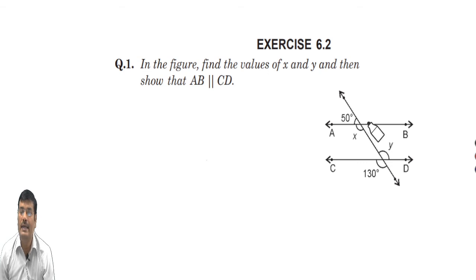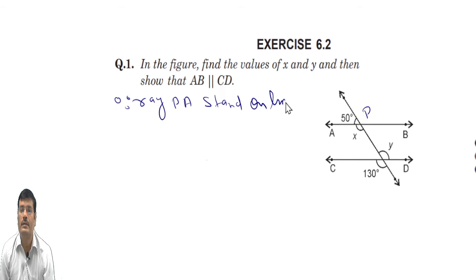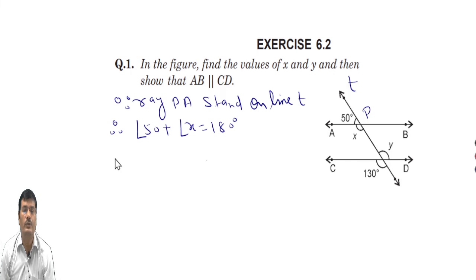Suppose that we give it a name, it is P. Since ray PA stands on this line, let us suppose that it is T. So therefore angle 50 degree plus angle x is equal to 180 degree. We know that it is a linear pair axiom. So the value of x is 130 degree.